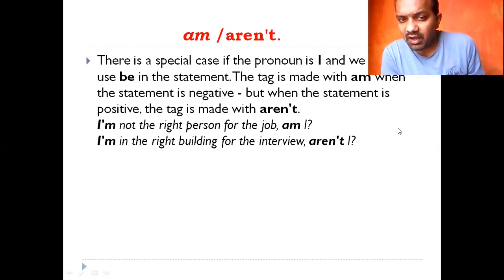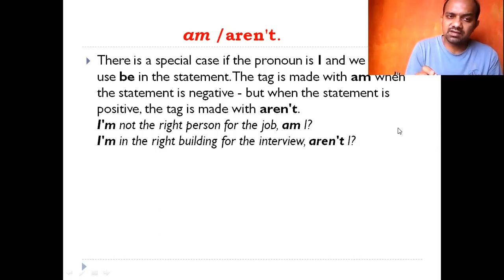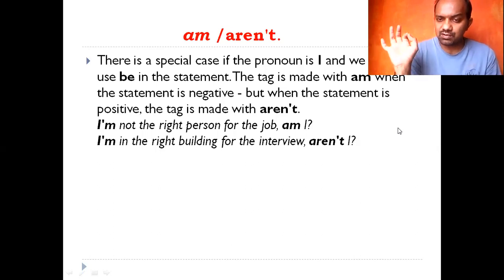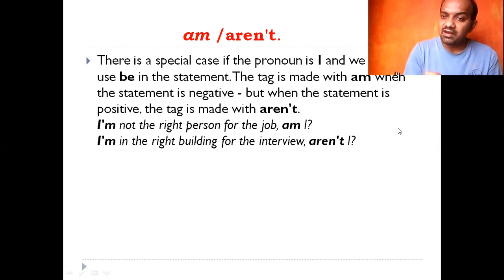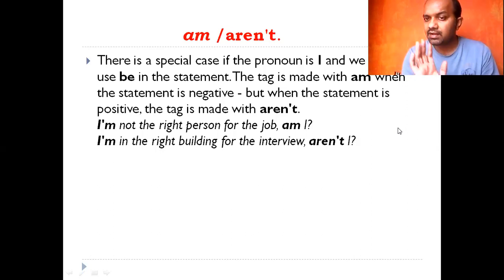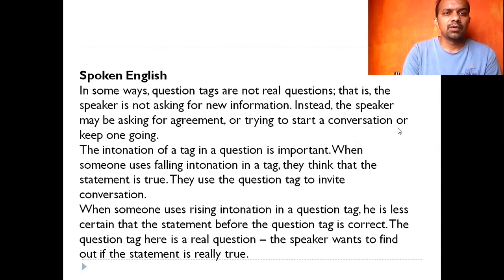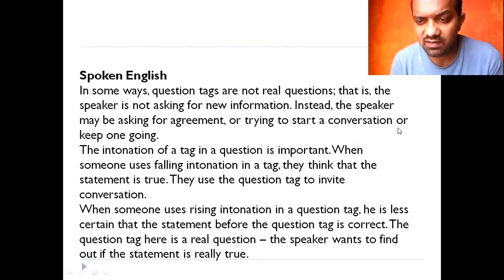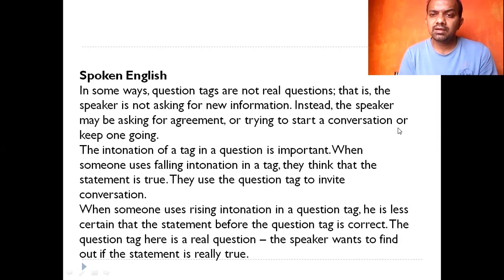I'm sorry, let me correct. In case of a positive sentence, I am in the right building, aren't I is used. In the negative statement, I am not the right person for the job, am I is used. You must understand this much. So dear students, most of the time, as I said in the beginning, we use question tags in spoken English rather than in written form.